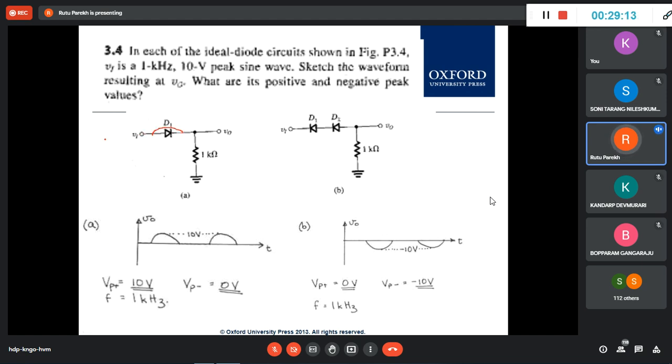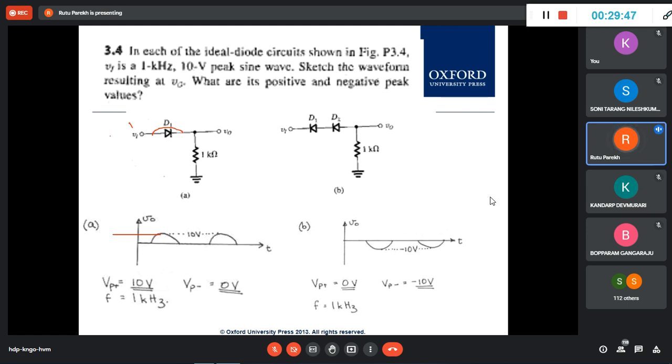So all this voltage, if this is 100 volt instead of 10 volt, will appear here. So this output will follow the input for all the positive half, and for the negative half it is reverse biased. Even after the 0.7 drop, your output is just, so this is 100 volt, this is 0.7, this is 99.3.